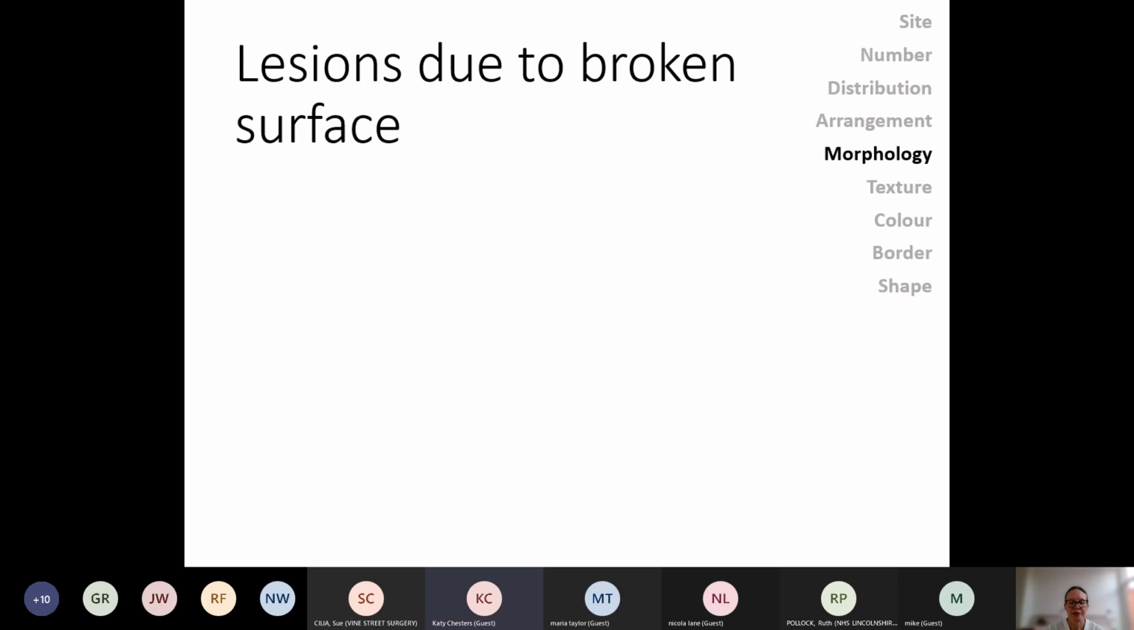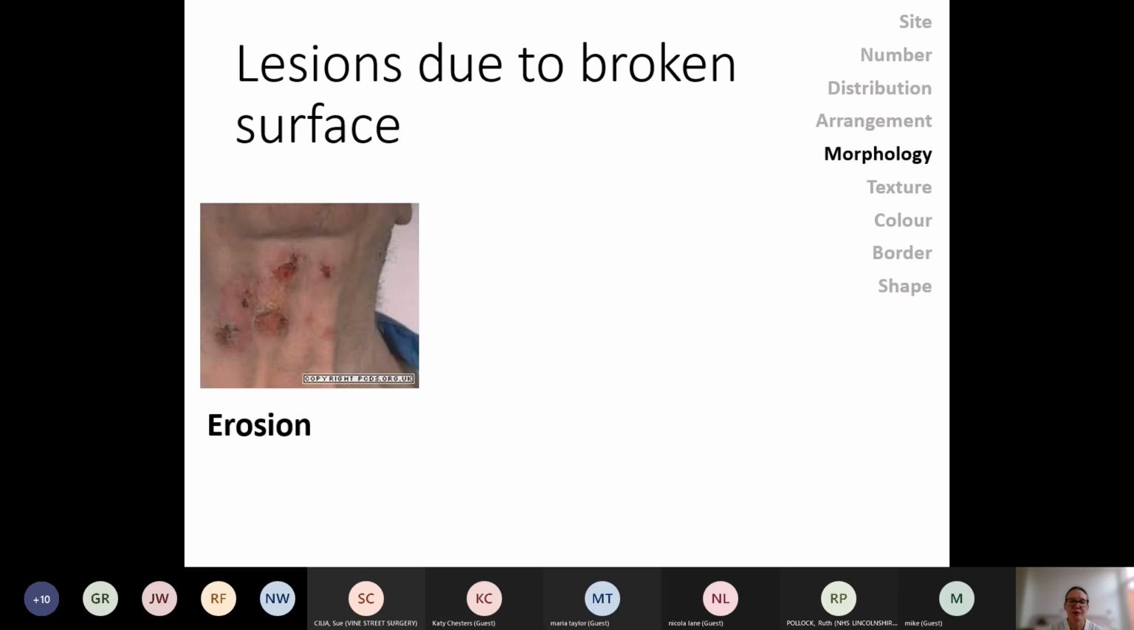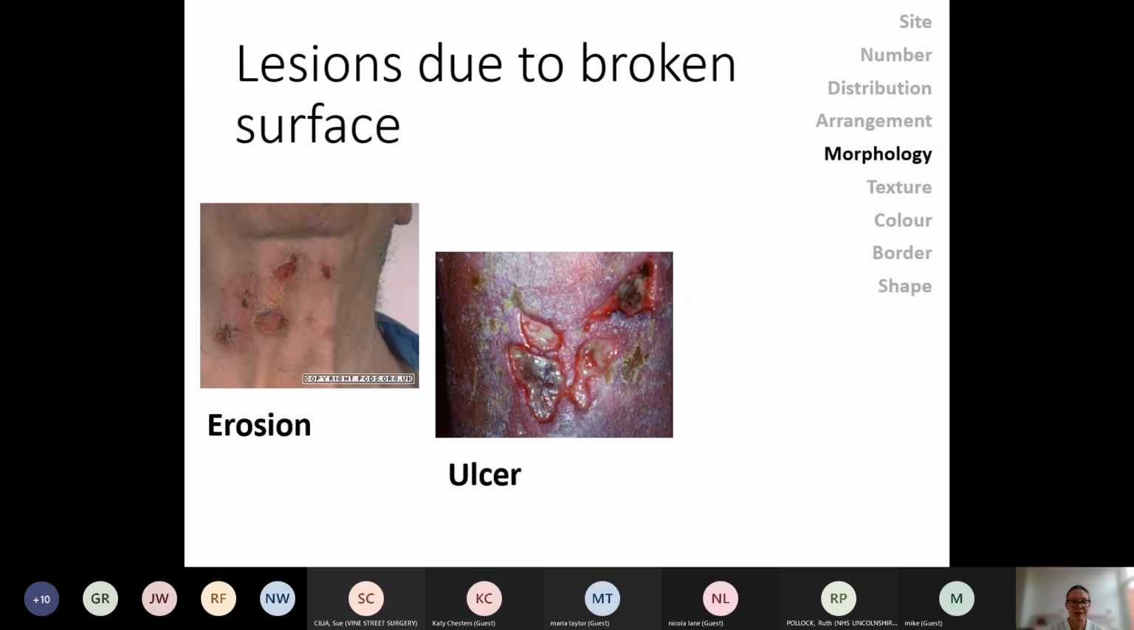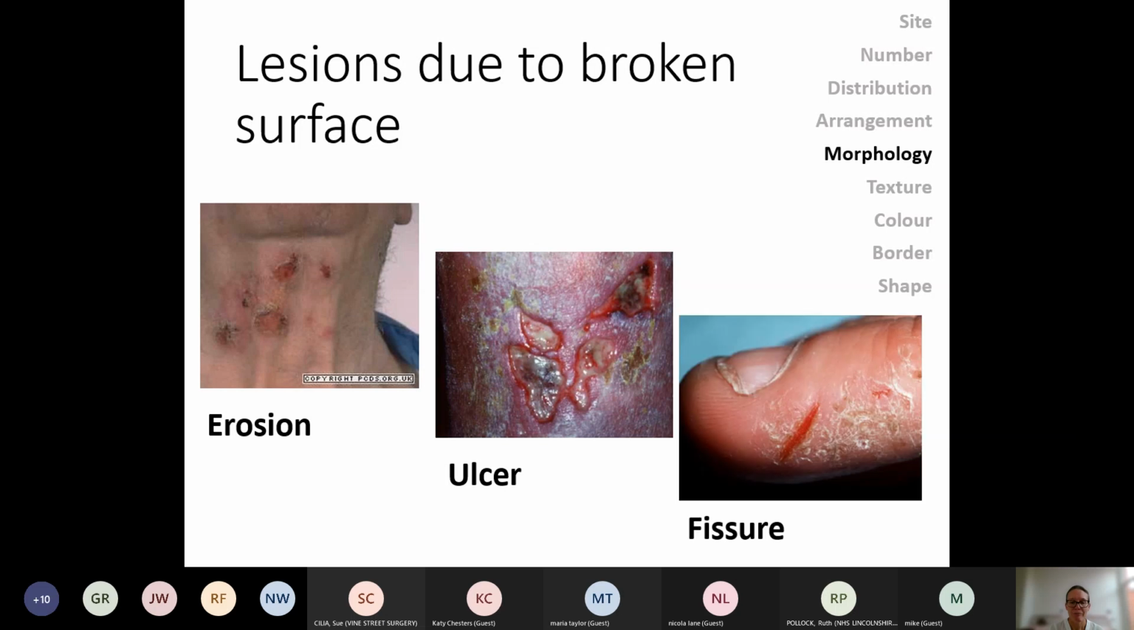And then we can have ones where the skin surface is broken. If just the very, very top surface of the skin has been lost, it's called an erosion. Losing deeper layers of the skin would be ulcers. And if it's very deep but small on the surface, that's called a fissure.